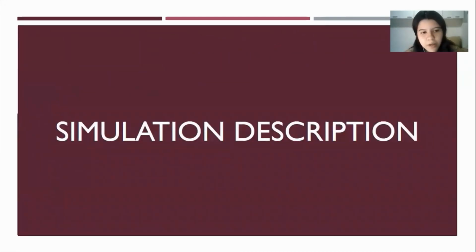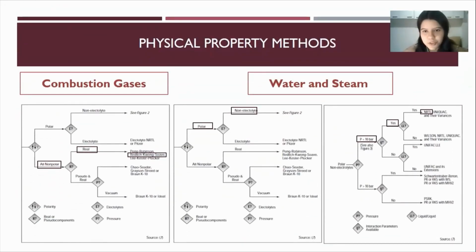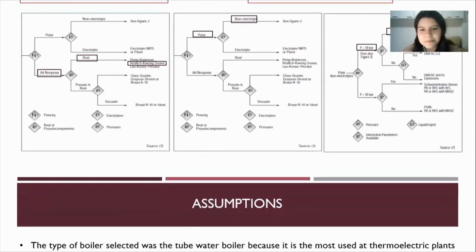Okay, now we're going to talk about the simulation description. To choose the most suitable thermodynamic method, we use a decision tree, which involves the nature of the components, like if it is polar or non-polar, or if it is electrolytic or not, and the pressure, for example, if it has a liquid-liquid equilibrium. So by following this tree, we chose Soave-Redlich-Kwong for combustion gases and NRTL for water. Next, please.